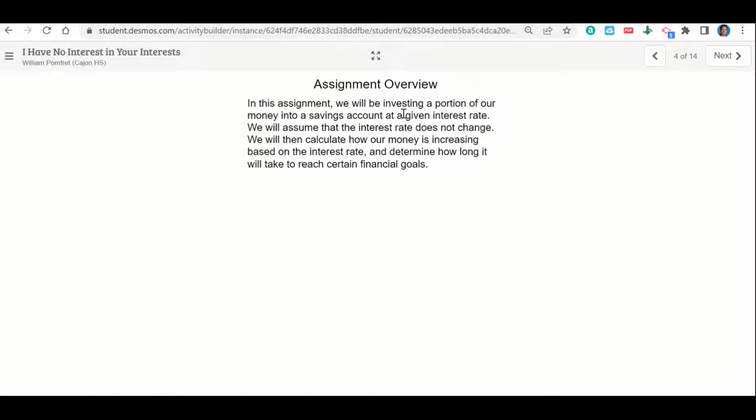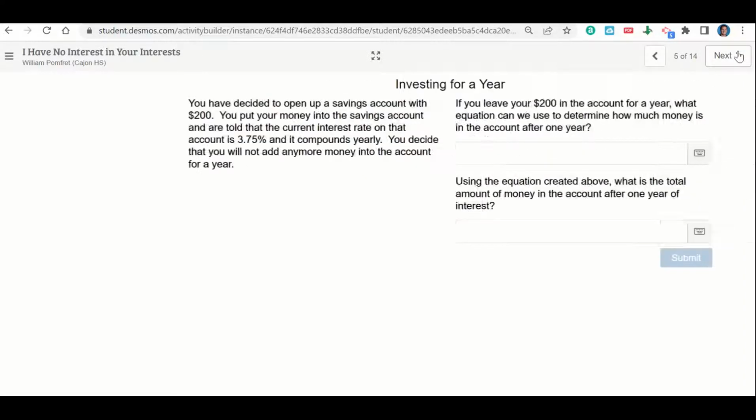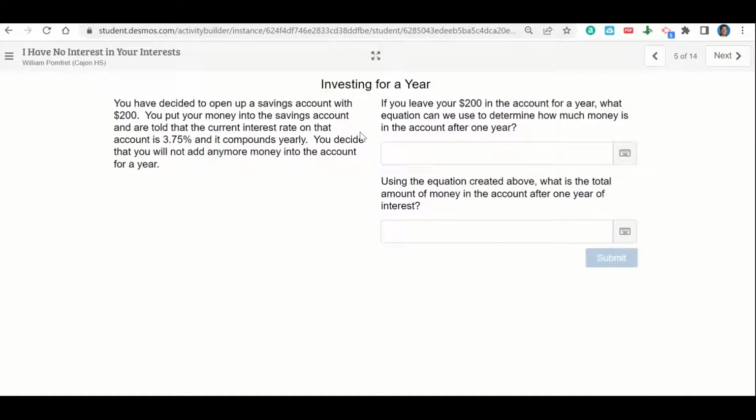So in this assignment, we will be investing a portion of our money into a savings account at a given interest rate. We will assume that the interest rate does not change. We will then calculate how our money is increasing based on the interest rate and determine how long it will take to reach certain financial goals. So if we click Next again, the first one says, you have decided to open up a savings account with $200. You put your money into the savings account and are told that the current interest rate on the account is 3.75% and it compounds yearly.